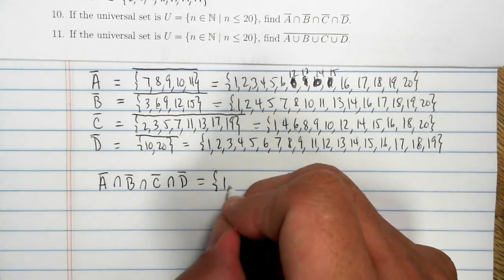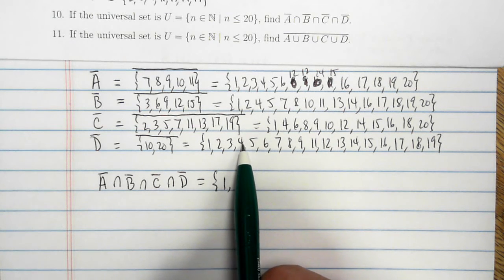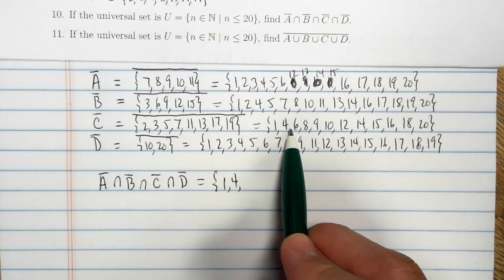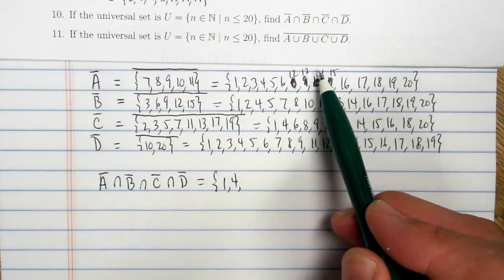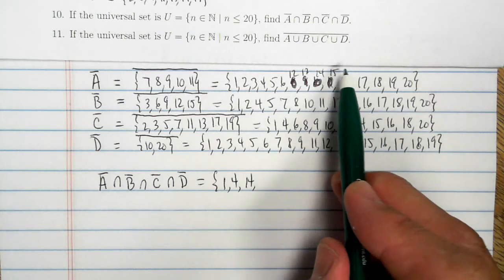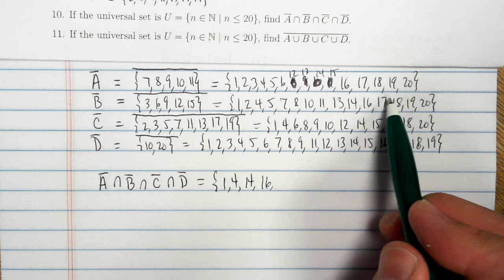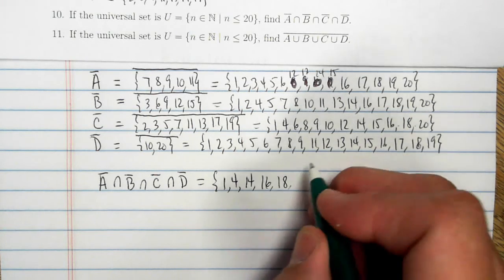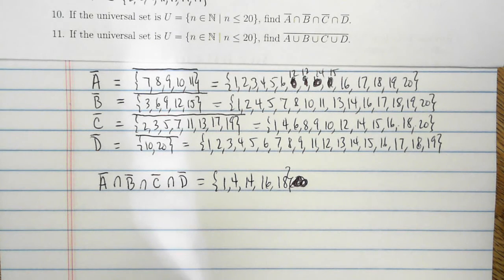1 is in all the sets. 2 is not in C complement, so I don't list that. 3 is not in C complement, so I don't list that. 4 is in all the sets. 5 is not in C complement. 6 is not in B complement. 7 through 11 I don't have to worry about. 12 is not in B complement. 13 is not in C complement. 14 is common to all 4. 15 is not in B complement. 16 looks like it's in all 4. 17 is not in C complement. 18 is common to all 4. 19 is not in C complement, and 20 is not in D complement, so I shouldn't list that. And so the intersection has these 5 elements.